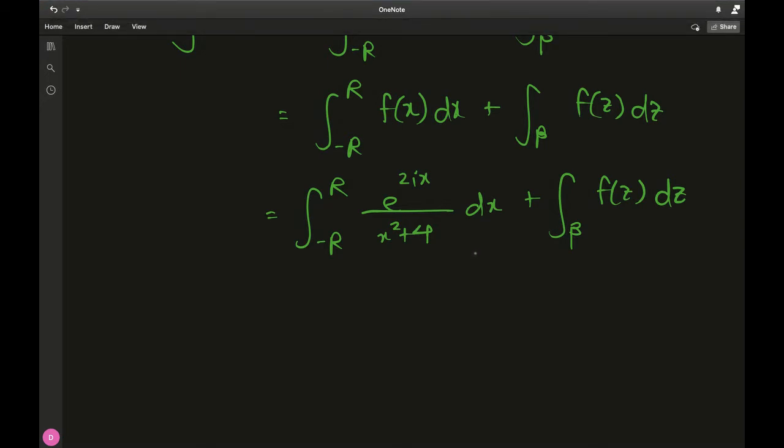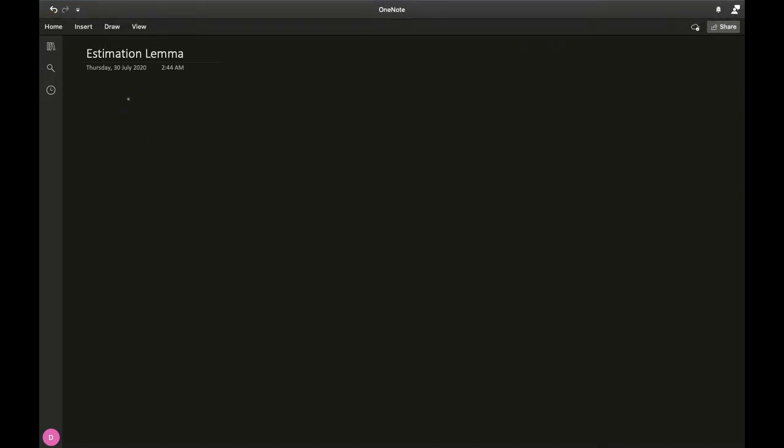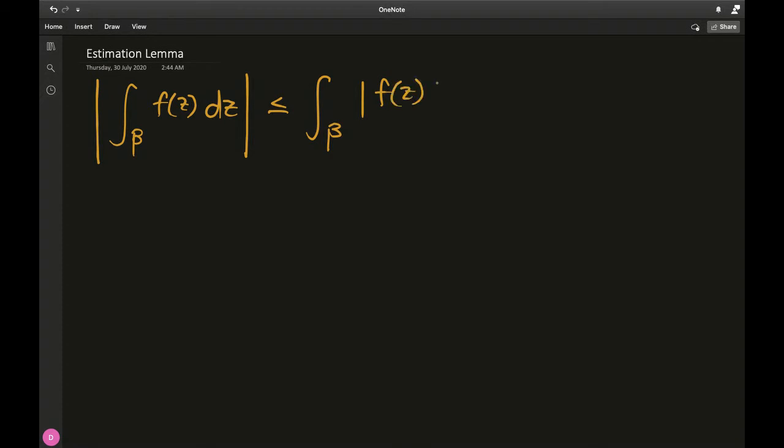So what we're going to do is actually look at this integral over beta, because we can make that disappear. So see you on a fresh page where I'll be doing the estimation lemma for beta. Okay, so welcome to the page that's officially dedicated to the integral over beta of f of z dz, but not actually the integral over beta, more like the modulus of the integral over beta, and that is less than or equal to the integral over beta of the modulus of f of z multiplied with the modulus of dz.